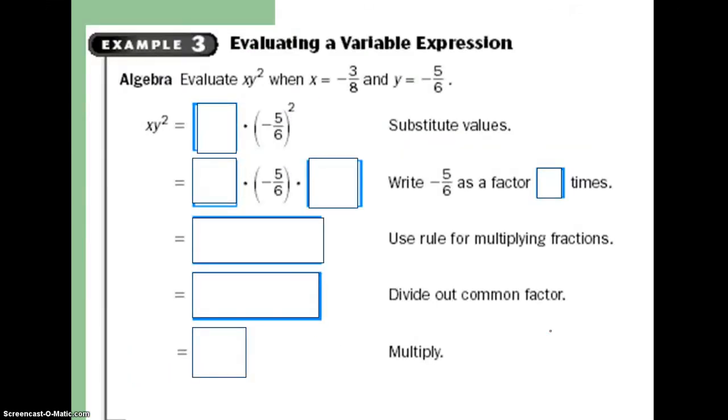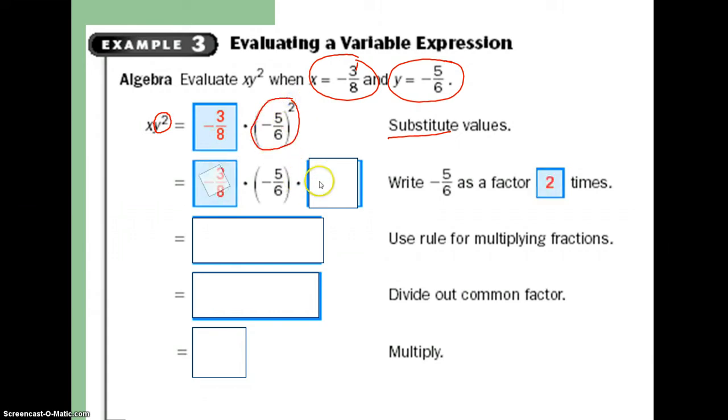Example 3, we're going to evaluate a variable expression. So we have x times y squared. Here is my x. They tell you what x is, they tell you what y is. We're going to substitute, replace the variables with the values. Be careful, this square is with the y. So first thing I want to do is write negative 5 sixths times itself. That's what a square means.